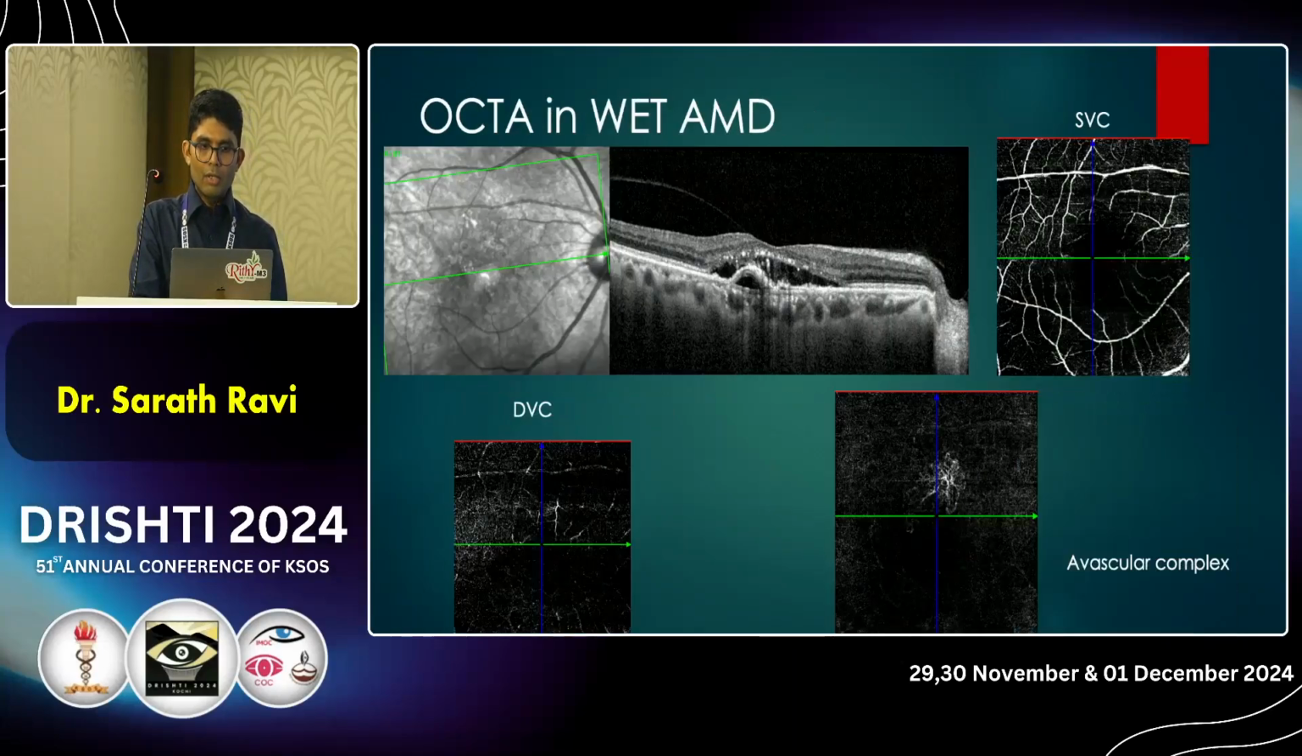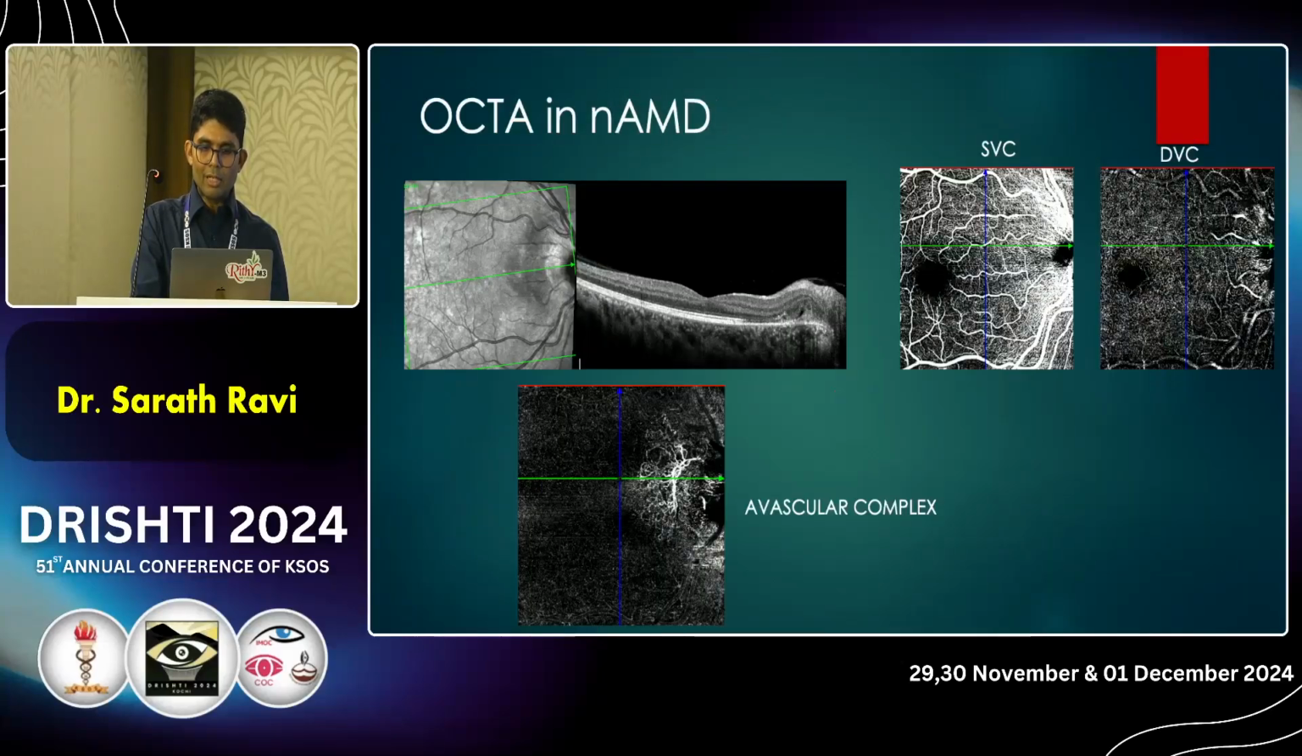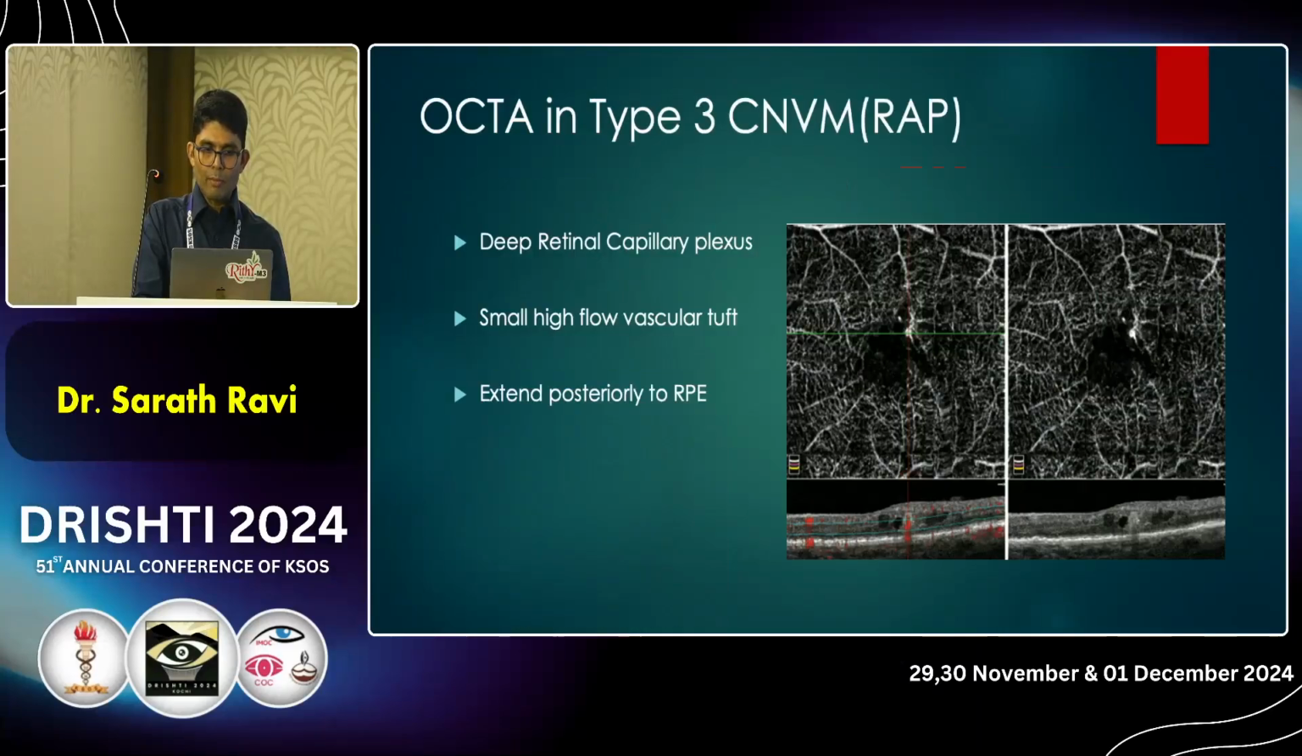So this is a type 1 CNVM, a fibrovascular PED with subretinal fluid on normal spectral domain OCT. On OCTA, it shows a tangled web of fine vessels in the avascular complex. And this is a peripapillary CNVM, not seen well on the spectral domain OCT, showing an irregular RPE and a trace of subretinal fluid. But on OCTA, it shows in the avascular complex a glomerulus or medusa-shaped pattern of vessels. A type 3 CNVM is usually seen as a small high-flow vascular tuft in the deep vascular complex.